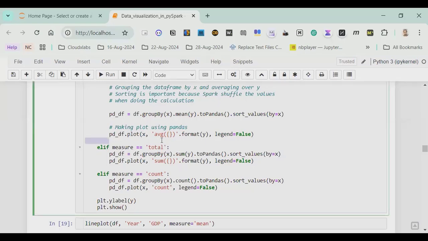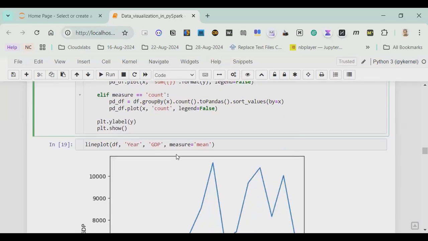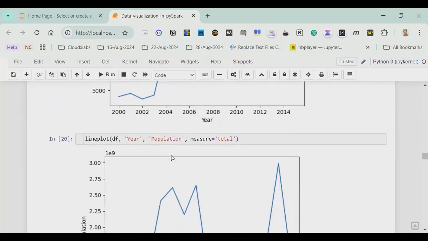Here I'm taking the average, right? So mean, group by, these are all things we discussed, so I'm not going into that, but at least you have to understand the logic. So we are using mean, average. If our measure is set to mean, the function groups the data by the X column and calculates the average of the Y column for each group. So that's important. The result is converted to a Pandas data frame, that's why we are using pd.DataFrame, that is for plotting.